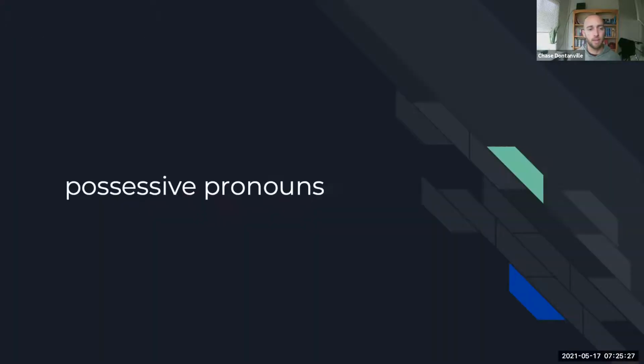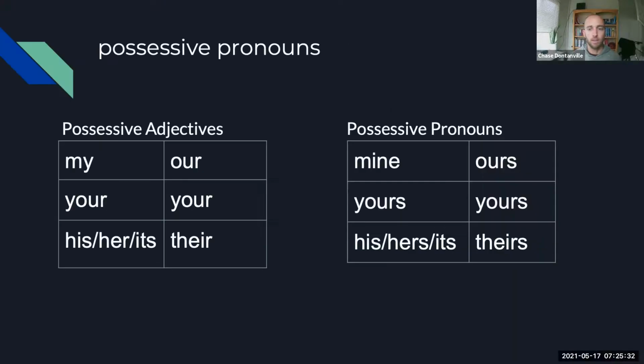Let's begin with possessive pronouns. So here you will see two types of possessives. We have possessive adjectives: my, our, your, his, her, its, their, and possessive pronouns: mine, ours, yours, his, hers, its, theirs. So the main difference is with possessive adjectives, you need a noun, right?